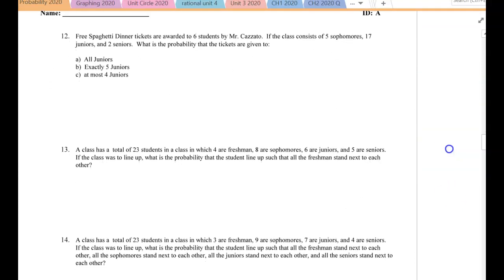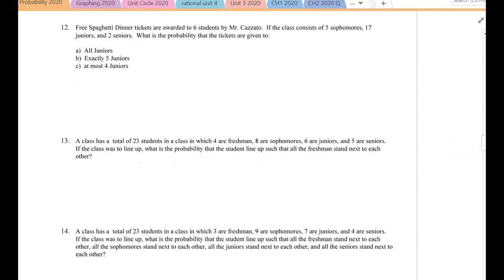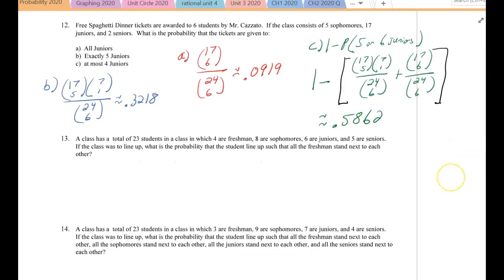My suggestion is you pause the screen and try the next couple problems on your own. Let's see how you did on problem number 12. If you look at part A, 17 choose 6 over 24 choose 6. For part B, 17 choose 5 times 7 choose 1 divided by 24 choose 6. And for part C, it says the probability at most 4 juniors. So what's missing? 5 juniors or 6 juniors. I'm highlighting that in yellow on the right-hand side.